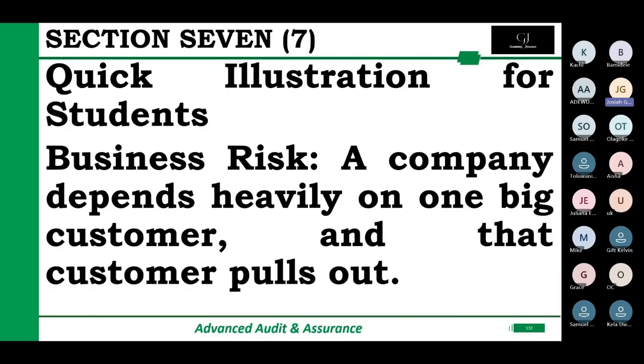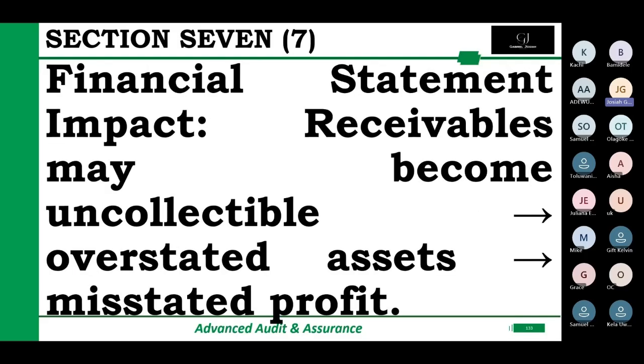So a quick illustration for you: a business risk, for example, is a company that depends heavily on one big customer, and that customer pulls out or terminates their contract. Then the financial statement risk is that receivables become uncollectible for that business, leading to overstated assets and misstated profit.